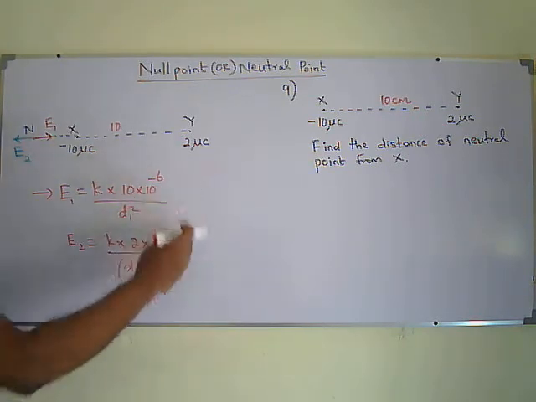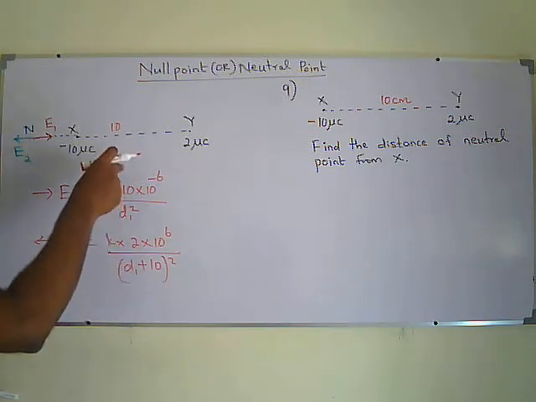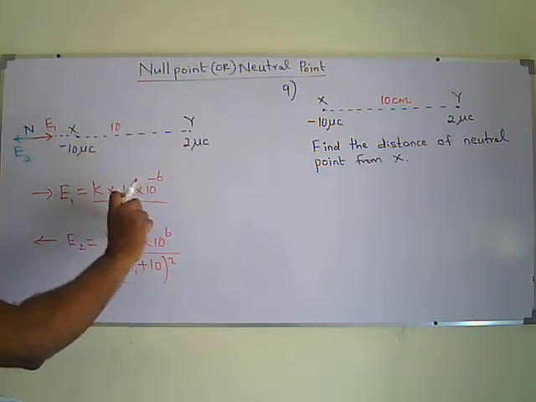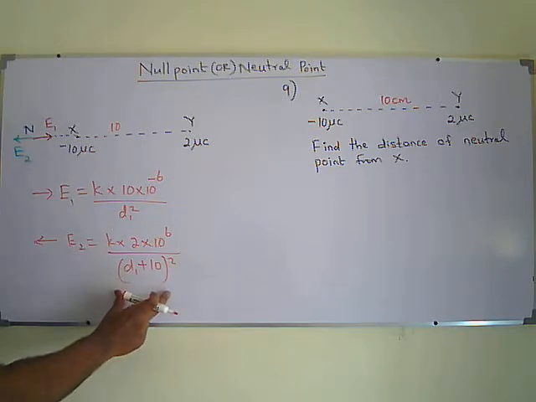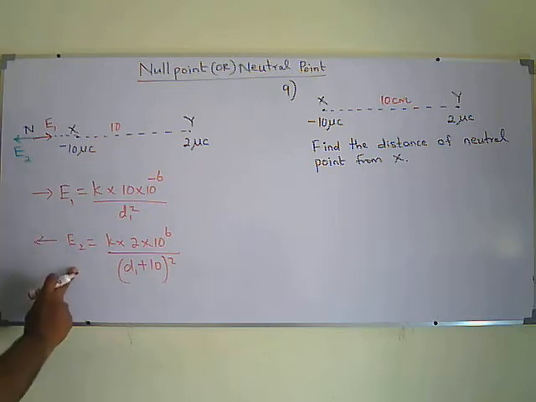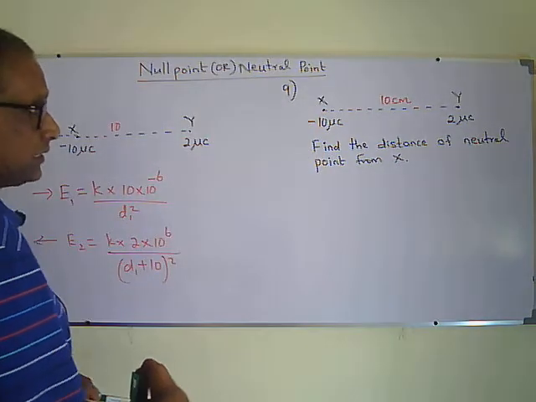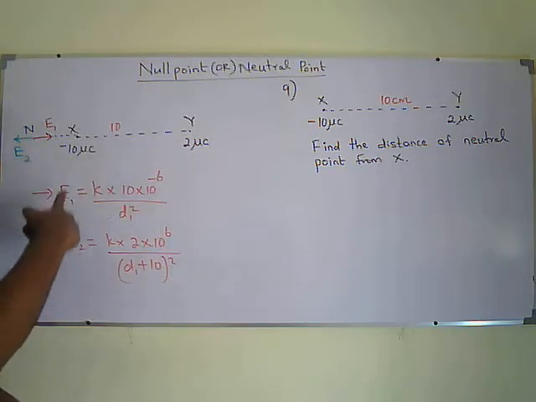Now look at here. Can they cancel each other? Never, because E1 and E2 are in opposite directions, yes, that is true, but the numerator for E1 is larger than E2. In this fraction the numerator is 10, and this numerator is 2. Then the denominator of this one is larger again. So obviously, certainly, E2 will be smaller than E1, so they never cancel each other. So there can't be a null point on the left of x, never. I hope you understood this.